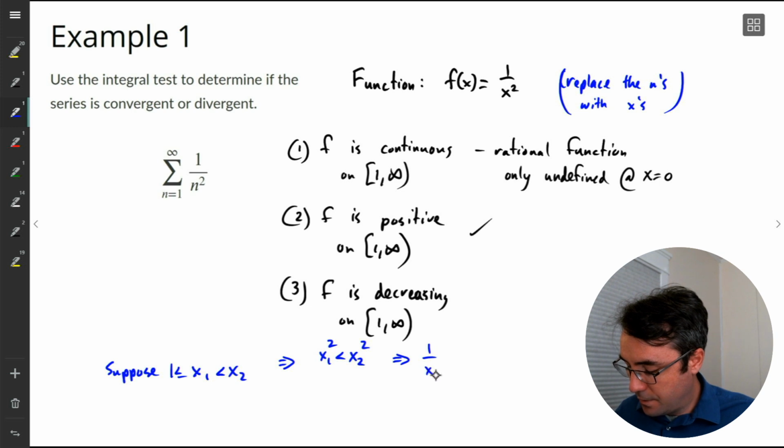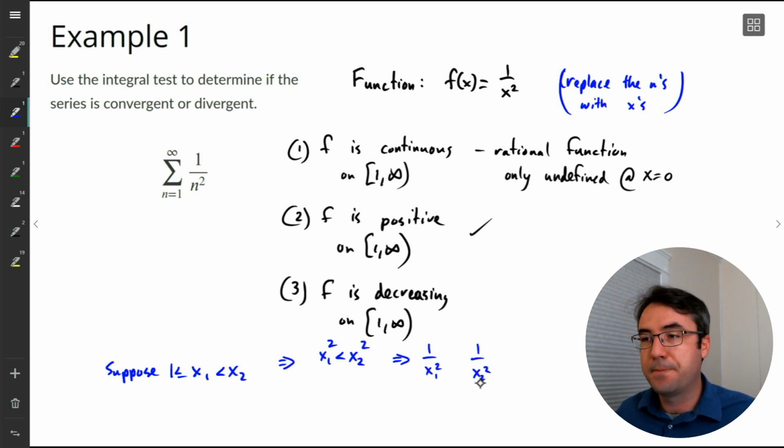So 1 over x1 squared, 1 over x2 squared. And when we do the reciprocal, that actually reverses the inequality. So when we do the reciprocal of the left, that's going to make 1 over x1 squared the bigger term. And what's happening on the right, that's going to be the smaller term now.